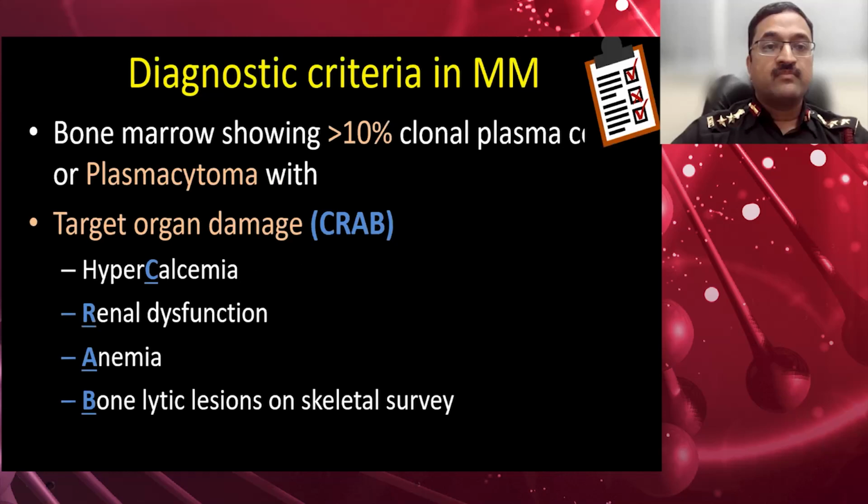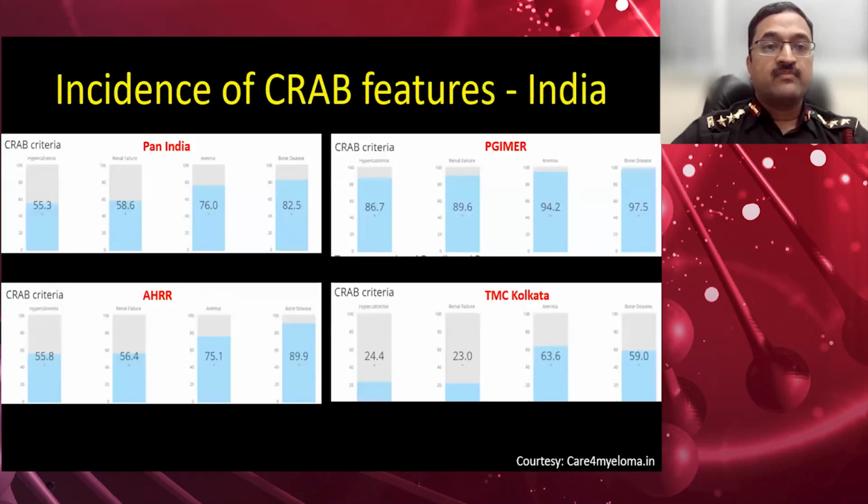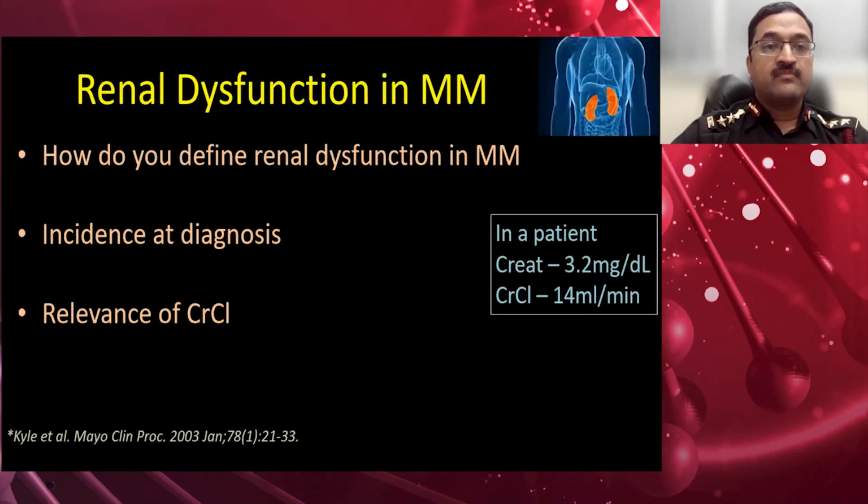Now, the second aspect is the CRAB criteria. These are the incidences of the CRAB in our country. They are much, much higher than what is generally reported in the West, because many of our patients get diagnosed or detected quite late. So let's come to each one of them.